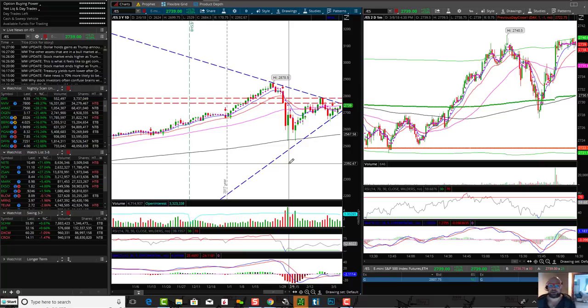Just because a pattern looks like something doesn't mean that it's not going to turn into something else. Nothing is ever 100% foolproof when trading, right?